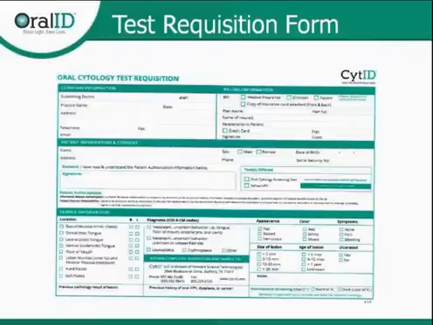Now, if the patient does not have medical insurance, they need to pay the lab portion, and that fee is $105. Or I'm sorry, it's $107. And so you would select the box that says patient, and you would include their credit card information on here so that they can be charged that $107 fee.